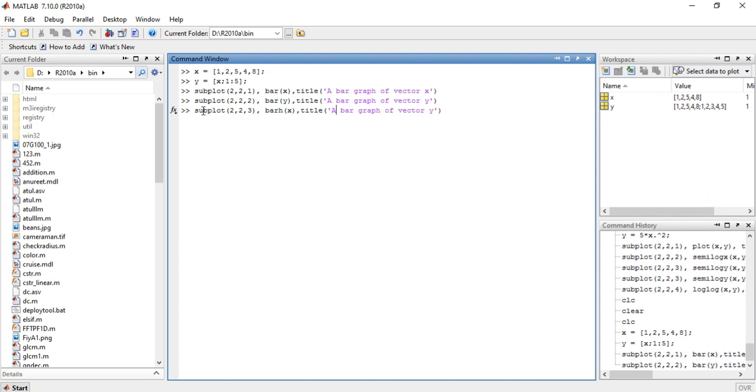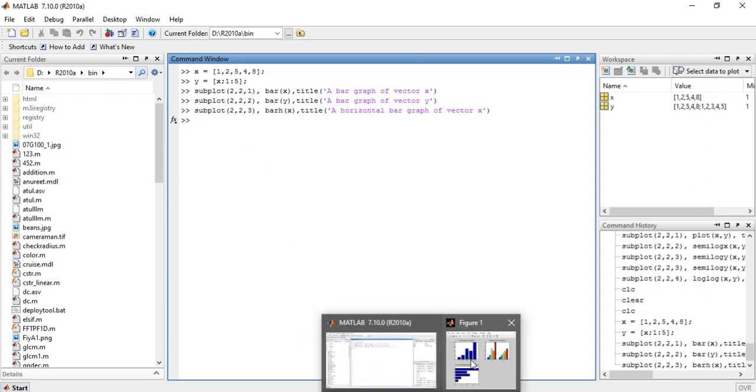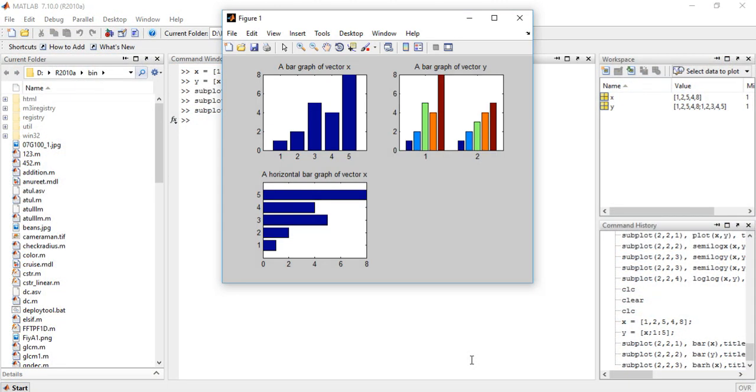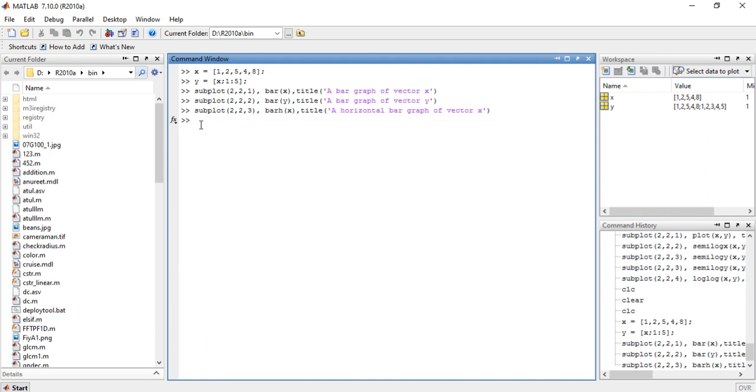I just give a horizontal bar graph of vector x. So this is how our three bar graphs are shown. So next is the pie command to draw a pie chart.